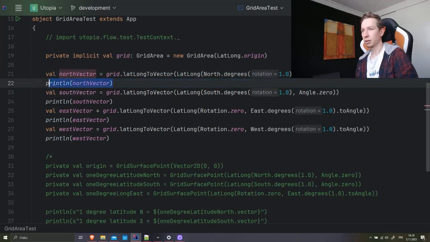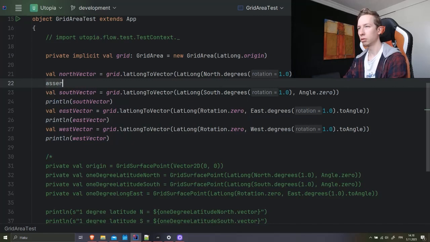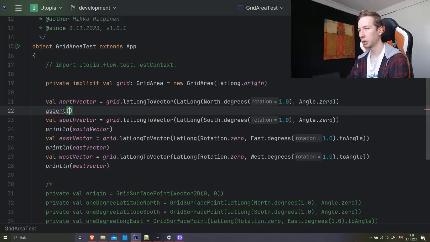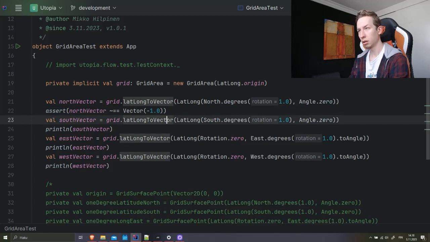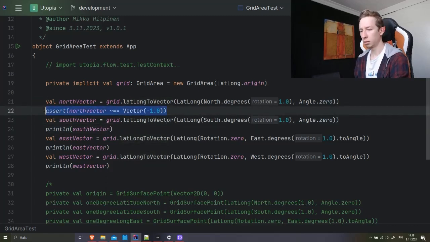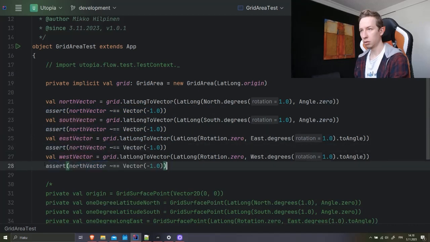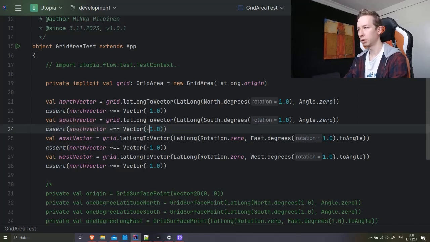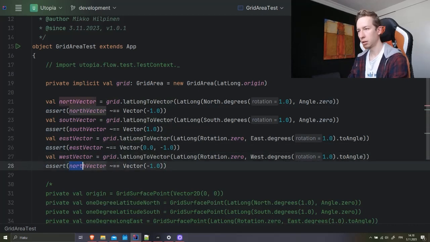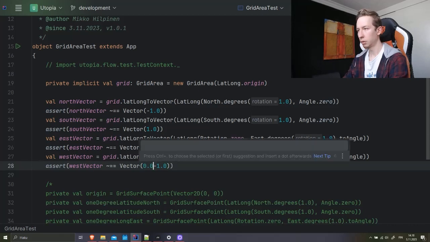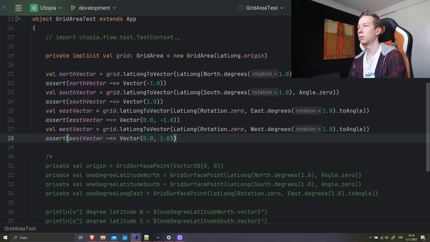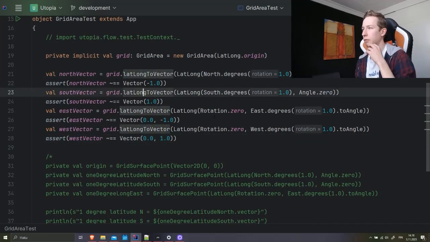I guess instead of printing, let's add the assertions so that we can repeat this test later and have it fail here if it doesn't work. North vector something around minus 1.0. Vector should be 1.0. East vector should be 0.0, minus 1. And west should be 0.0, 1. Okay. So I think we can say that this lat long to vector function works now.